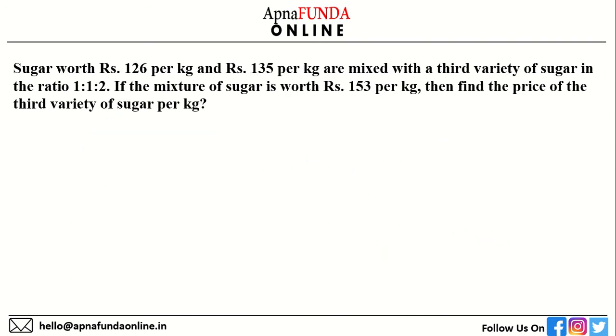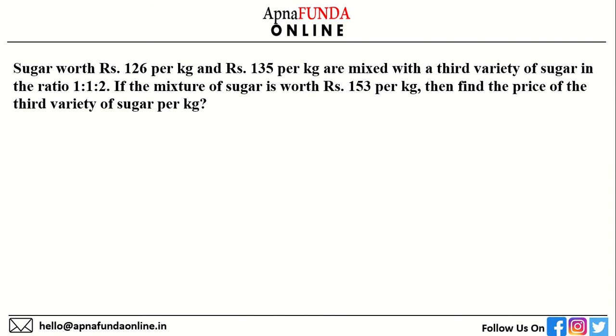Next question. Sugar worth rupees 126 per kg and rupees 135 per kg are mixed with a third variety of sugar in the ratio 1 is to 1 is to 2. If the mixture of sugar is worth 153 per kg, then find the price of the third variety of sugar per kg.